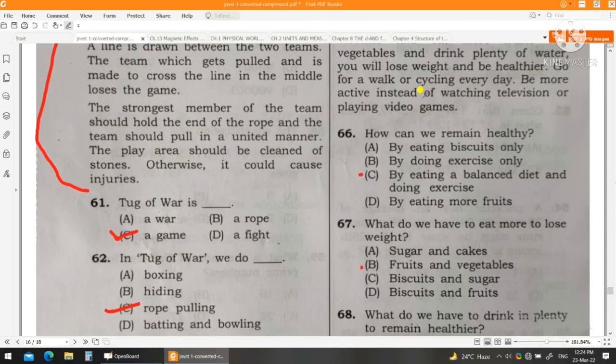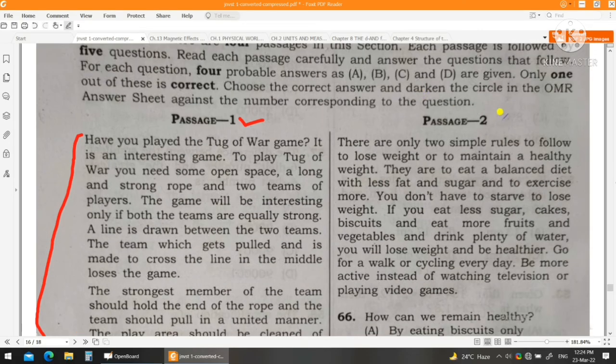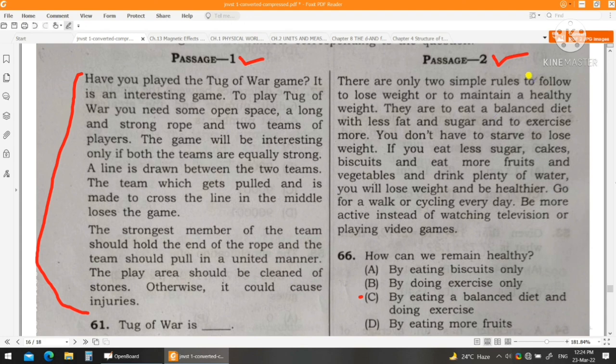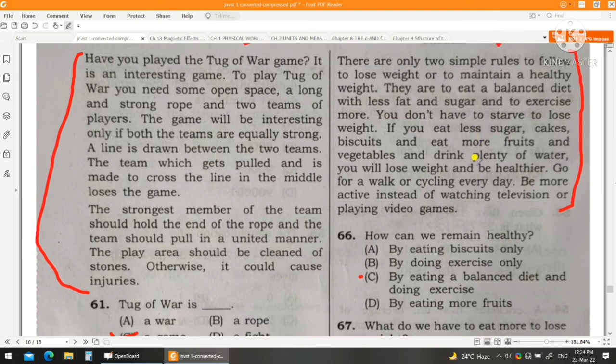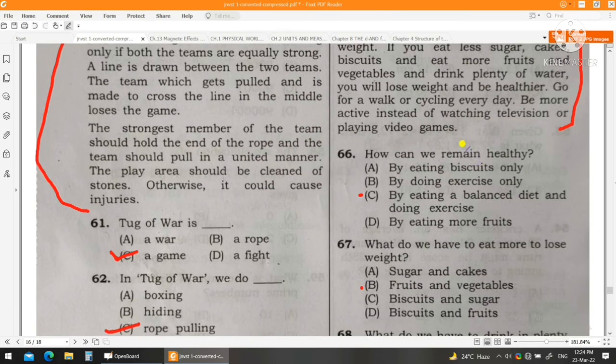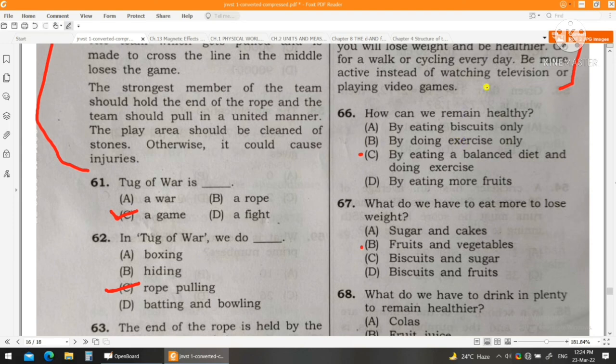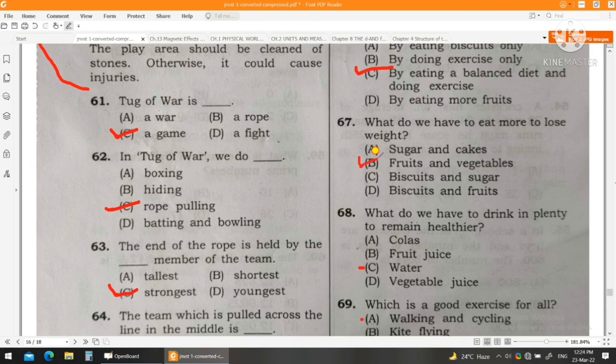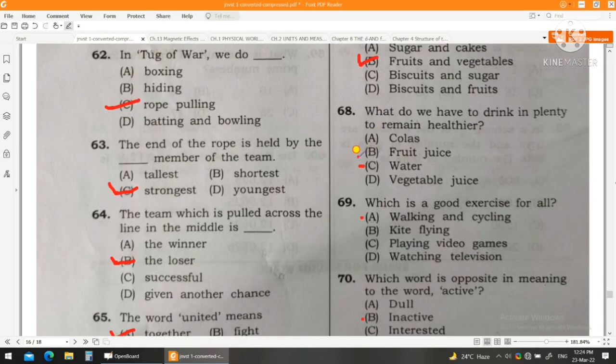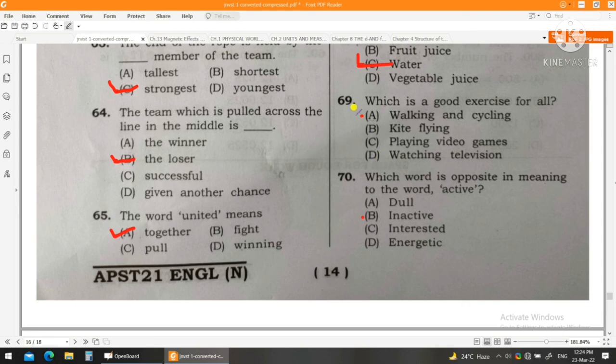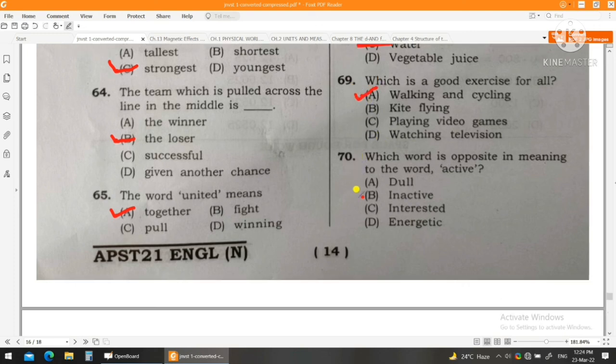In the same way, another passage, that is passage number 2. First, you carefully read this passage, and then you answer the coming questions. So there are 5 questions. In question 66, answer is C. In question 67, answer is B. 68 is C. 69, answer is A. And 70, answer is B.